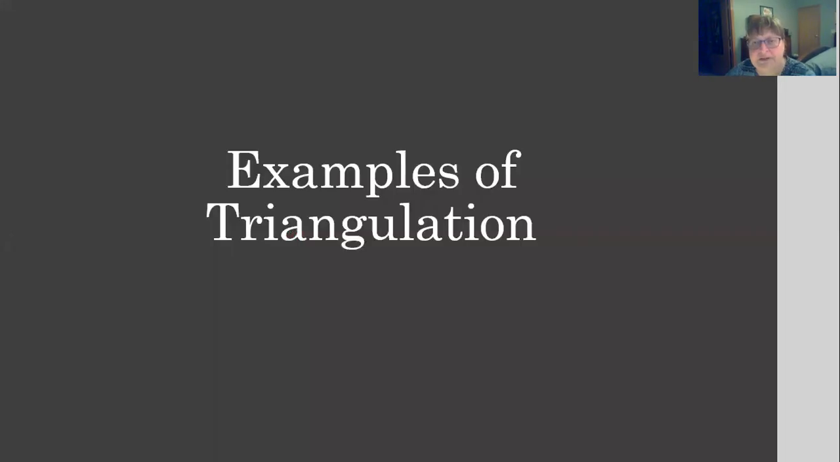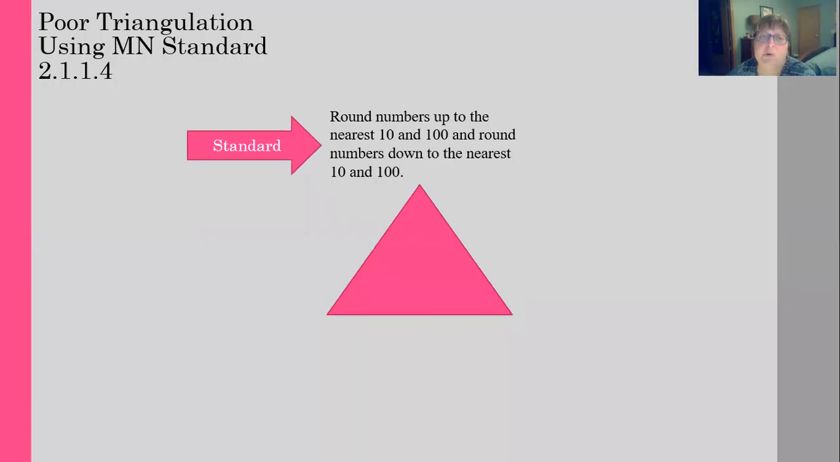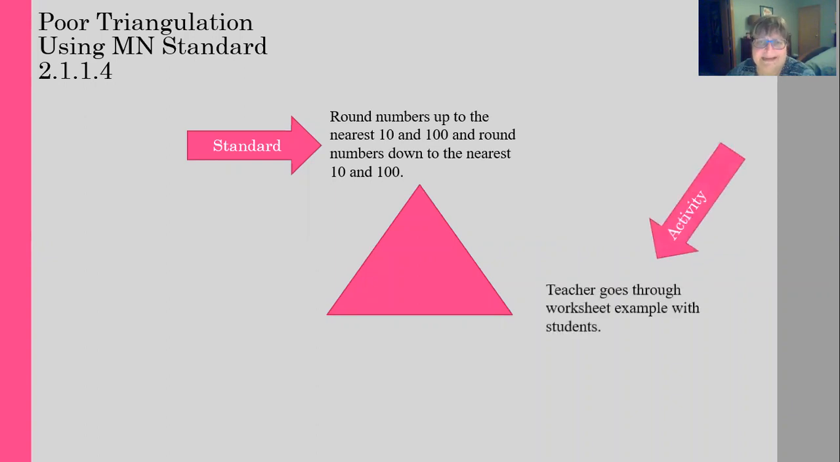So I wanted to supply you some examples of triangulation. First, we'll start with the poor triangulation. This is using Minnesota Standard 2.114. The standard talks about rounding to the nearest 10 and rounding to the nearest 100. So what would be an activity that Dr. B would be like, hey, you probably want to find something a little more interesting?